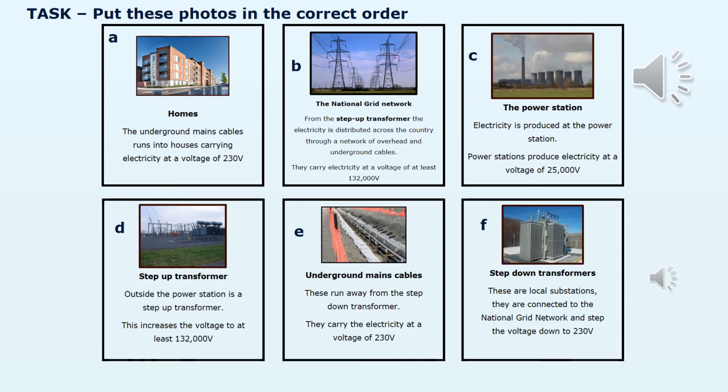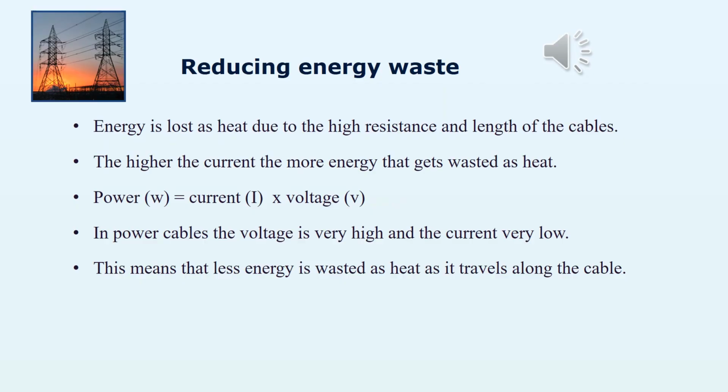Here we have 6 pictures which enable electricity to flow into our houses. So I want you to read the information here and then work out what the order is for these 6 pictures. The electricity is carried around the country to our homes and offices via pylons and cables. To do this, we need to reduce the amount of energy wasted.